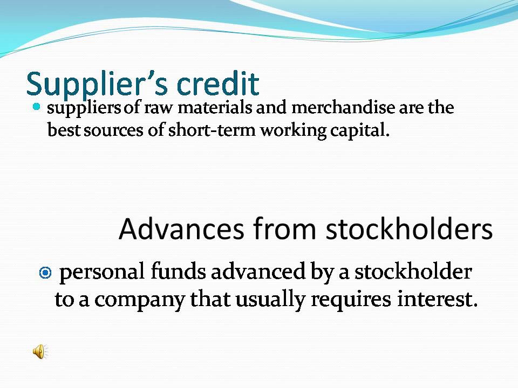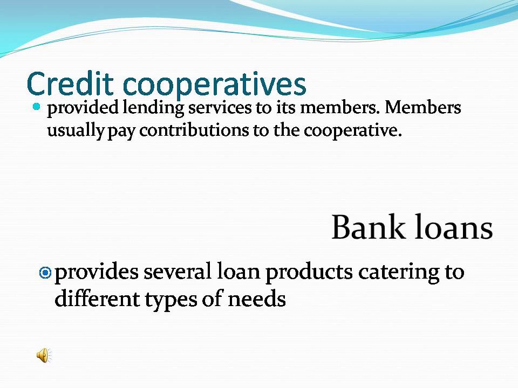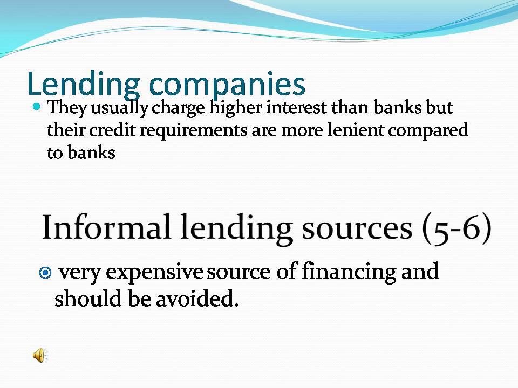Advances from stockholders. Personal funds advanced by a stockholder to a company usually require interest. Credit cooperatives provide lending services to their members. Members usually pay contributions to the cooperative. Bank loans. Banks provide several loan products catering to different types of needs. Lending companies usually charge higher interest than banks, but their credit requirements are more lenient compared to banks. Informal lending sources, such as 5-6, are a very expensive source of financing and should be avoided.